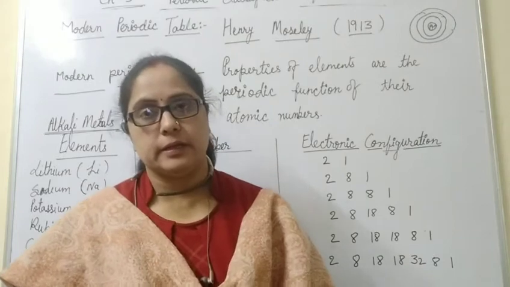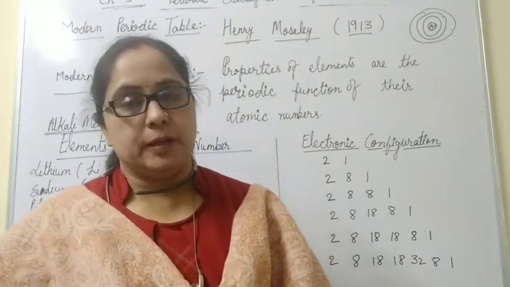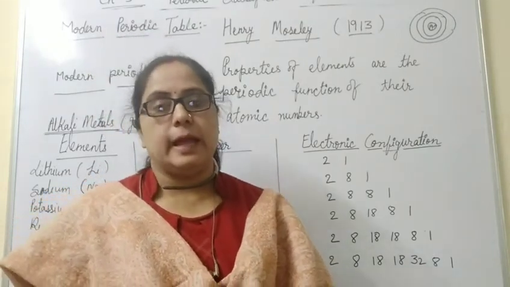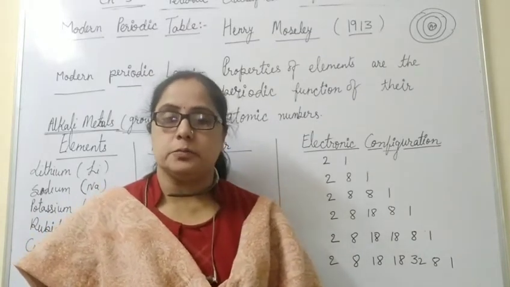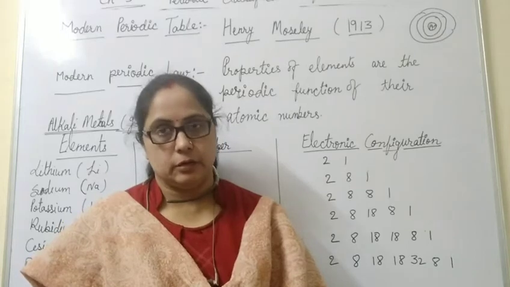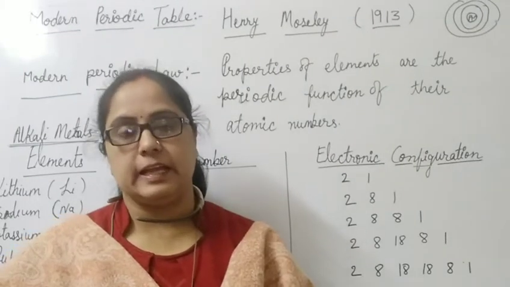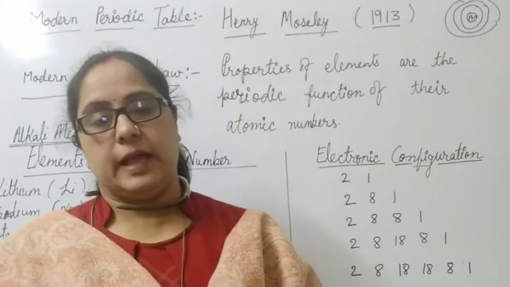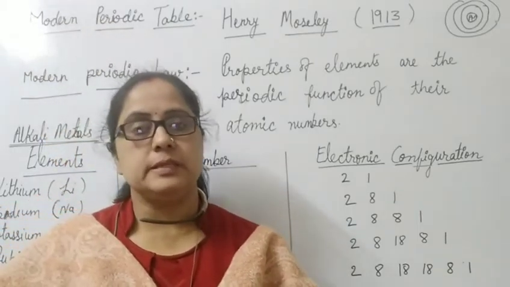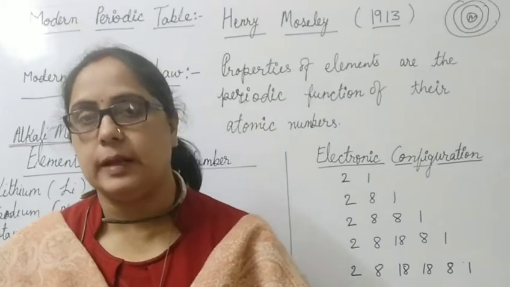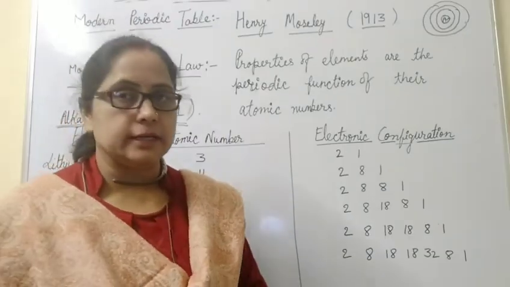In the modern periodic table, groups and periods, meaning vertical columns and horizontal rows, are present. There are 18 groups in the modern periodic table. Henry Moseley said that the properties of elements are related to their electronic configuration, meaning they are related to the number of electrons. How is it related?